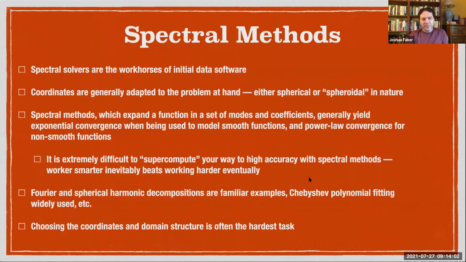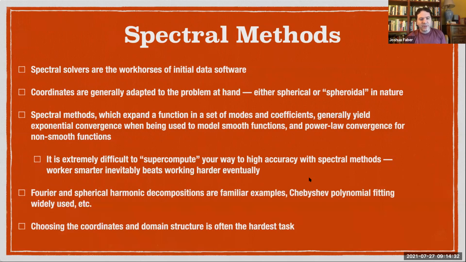For better and for worse, it's extremely difficult to supercompute your way to high accuracy when you use spectral methods. If you're using them, then typically for a surprisingly small number of coefficients, either your method works and will be accurate, or there's an underlying flaw and it will never be highly accurate. The secret is typically to work smarter at the problems rather than working harder just using the computer.